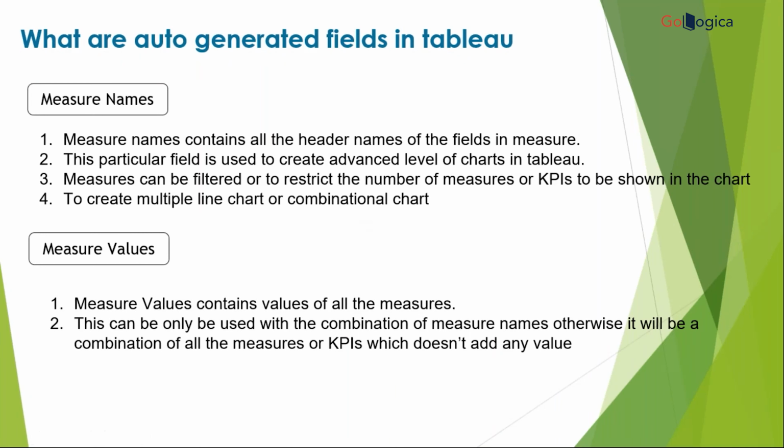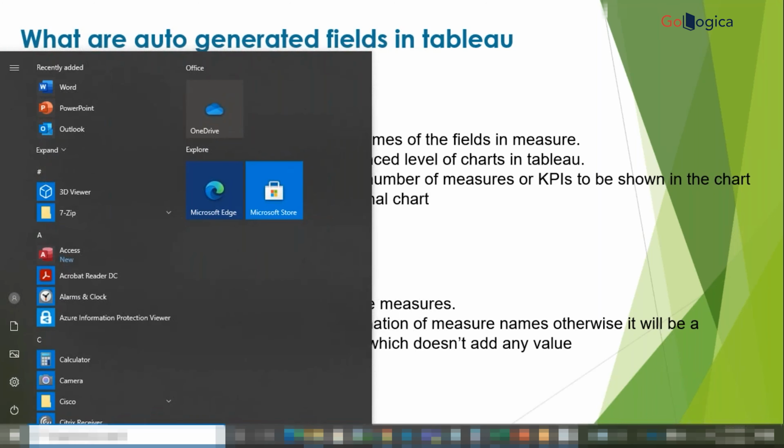And we use measure names to create multiple line charts or combination charts. Measure values contain all the measures, and this can only be used with a combination of measure names and measure values. Now I will show you how to create a multiple line or combination chart by using these two things. So let's go.